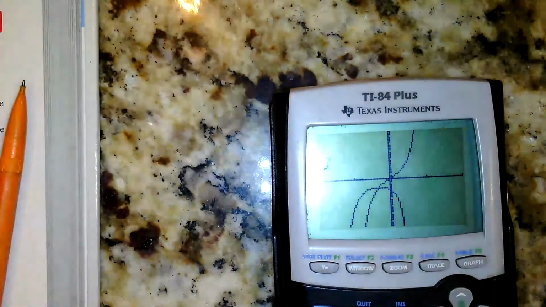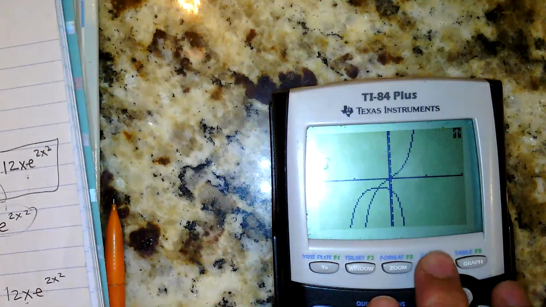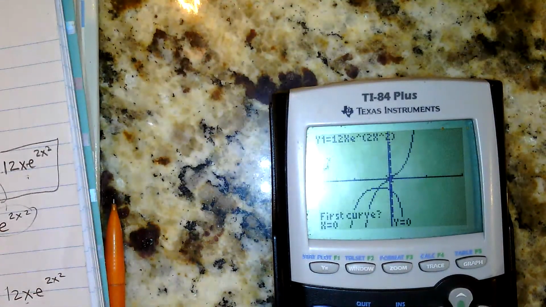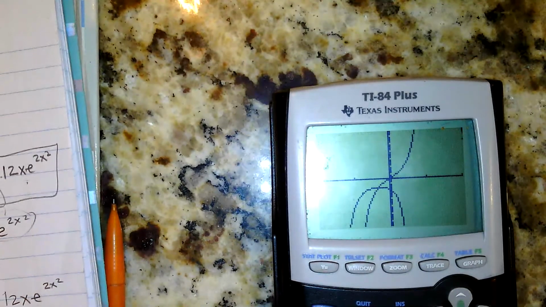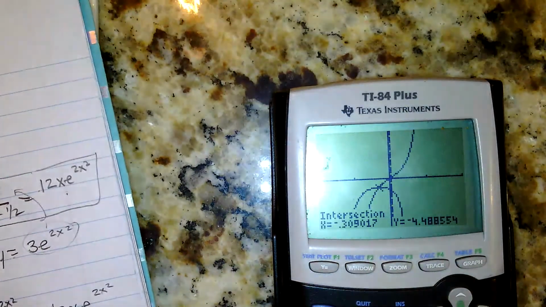Did it ask for the point, or did it ask for what value or values of x? So second trace, intersect, enter, enter, enter, and that value of x would be -0.309.